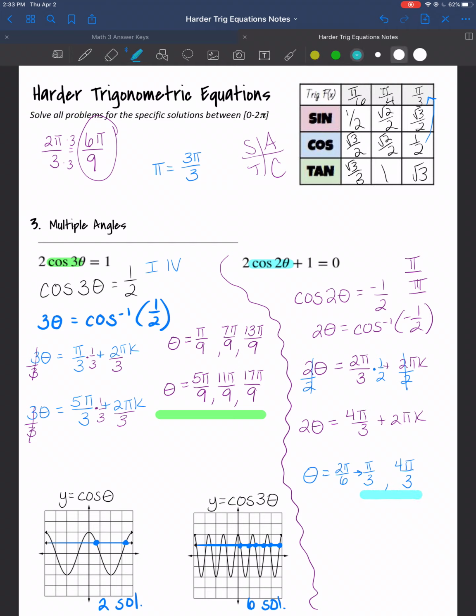That's 2 answers. I need 4 because it was 2 theta. So keep going, divide by 2, multiply by a half, divide by 2. So my next answer is going to be 4 pi over 3 times a half, which would be 4 pi over 6, which reduces to 2 pi over 3. And then add pi to that, so add 3 pi over 3, so you get 5 pi over 3 as your final answer.